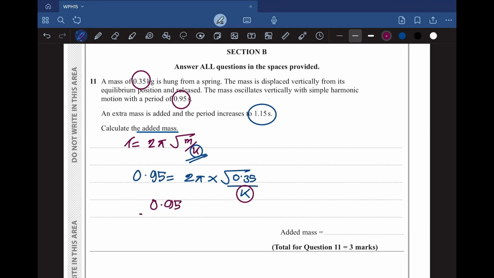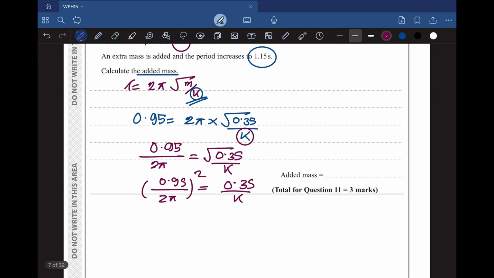So 0.95 divided by 2 pi is equal to root over 0.35 by k, right? We can take the root over to this side, so it will become (0.95 divided by 2 pi) squared is equal to 0.35 by k, right? And it can also be written like this: 0.95 squared divided by 4 pi squared is equal to 0.35 by k.